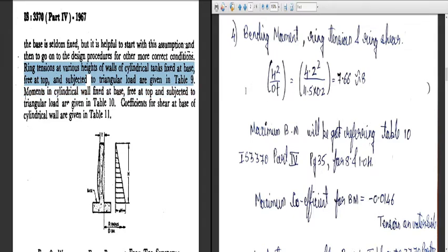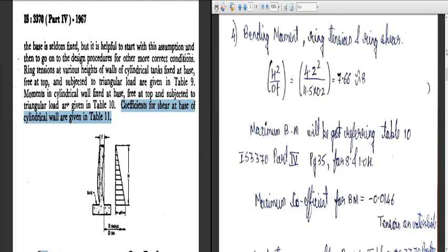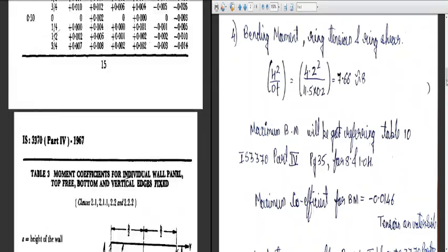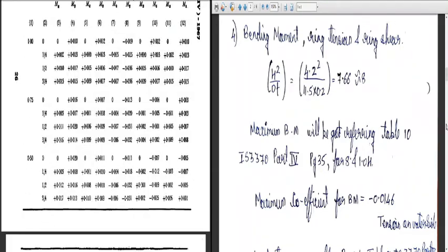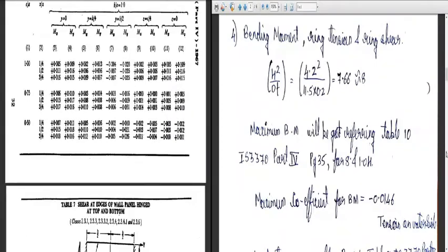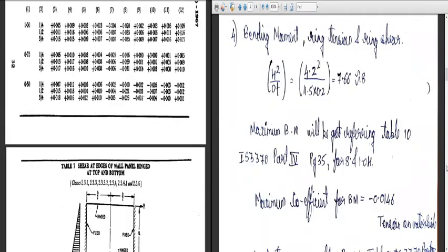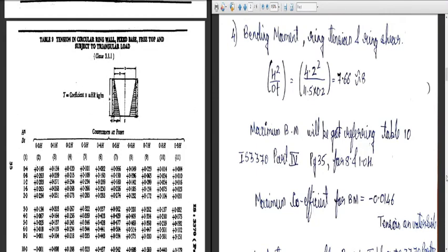Then the bending moment in a cylindrical wall fixed at the base, free at top and subjected to the triangular load are given in table number 10. And the shear at the base is calculated by the coefficient for shear at the base of a cylindrical wall given in table number 11. So we used this. So let us go to these tables 9, 10 and 11. You can see here, this is table number 9 now.